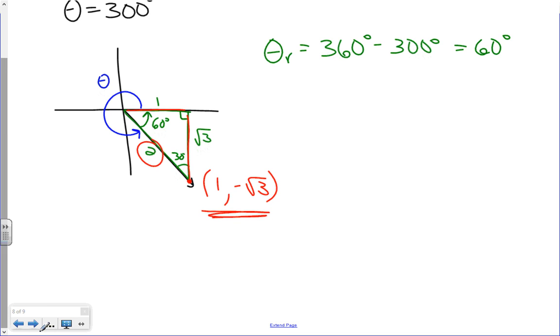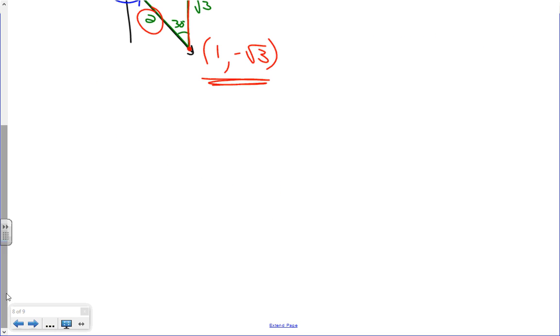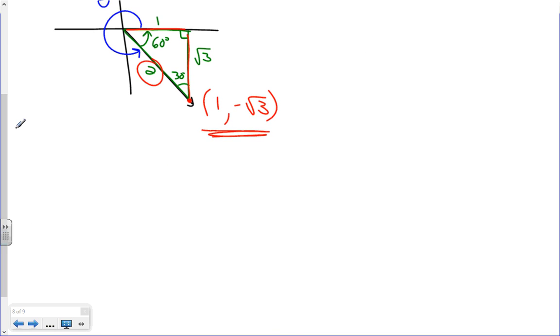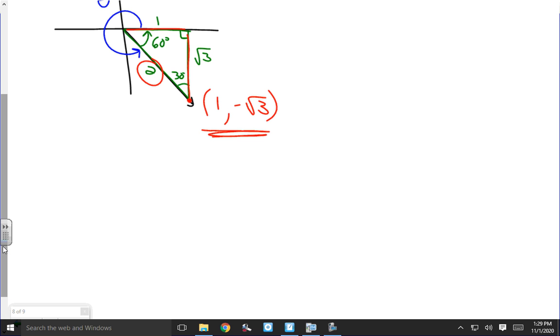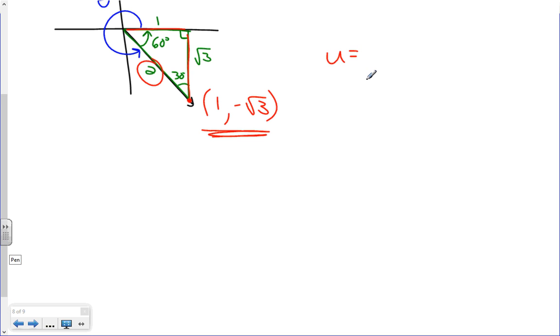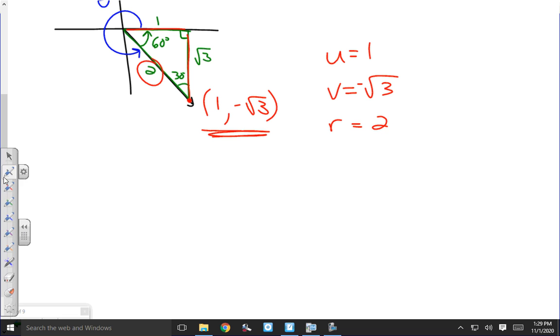So now with that, we can calculate our 6 trig functions. I'll do that down below here. Maybe I'll even be more specific here and write down what I know about u, v, and r, just so we're clear. I'm saying that u is equal to 1, v is equal to negative square root of 3, and r is equal to 2. That's our u, v, and r. That's what we're going to use to find our 6 trig functions.